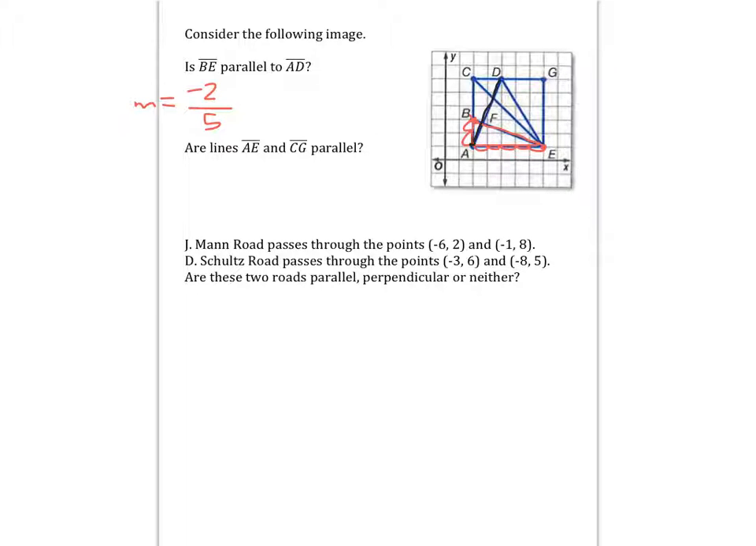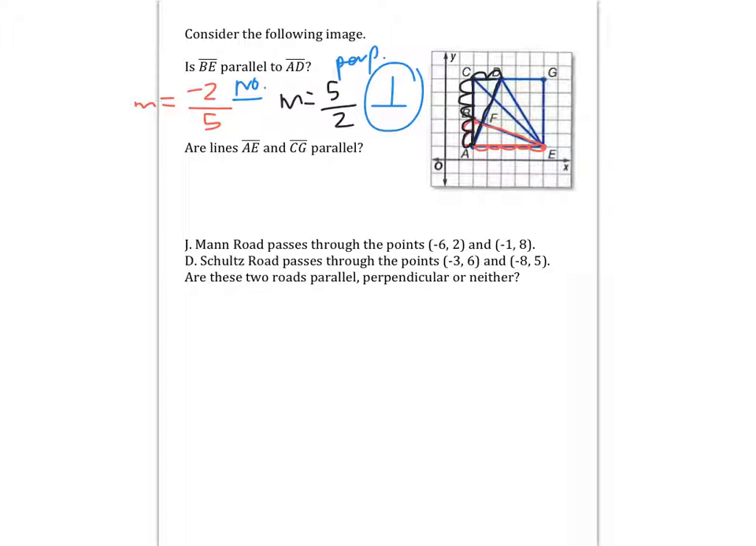AD, right? Let's rise up and then run over to D. So rise up 1, 2, 3, 4, 5. Over to the right 1, 2. So BE's slope is -2/5. AD's slope is 5/2. And we could already tell from the picture that they weren't parallel, but we just confirmed that they have opposite reciprocal slopes. So these two lines would be perpendicular, right? They would not be parallel.